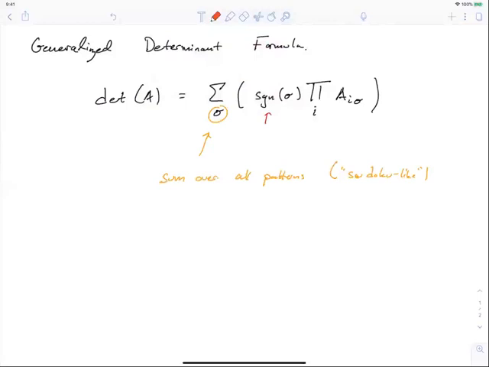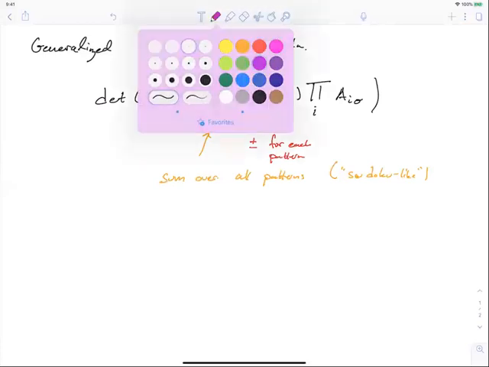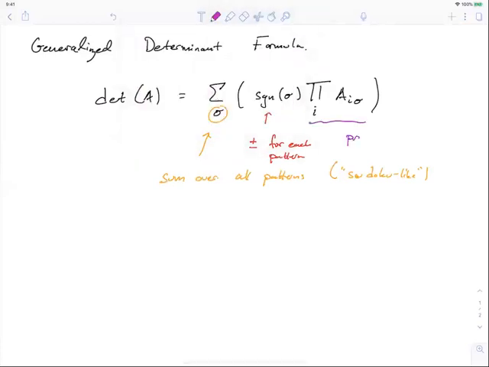This signature means plus or minus based upon the pattern. And this pi symbol means a product. And it's going to be a product of entries from the matrix. So the key takeaway from this formula is there is a formula for any size matrix. We can calculate the determinant. But this is not necessarily a formula you would want to use, and we'll get into that in a second. But let's go ahead and just experience the formula.